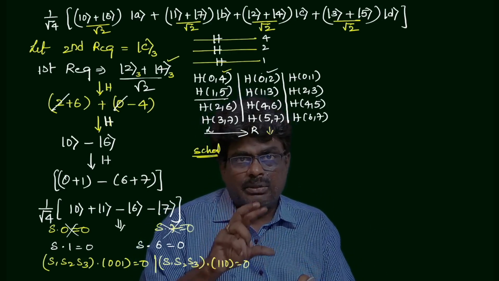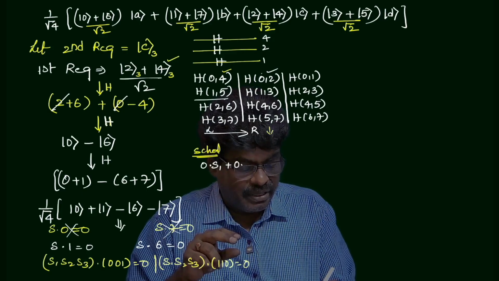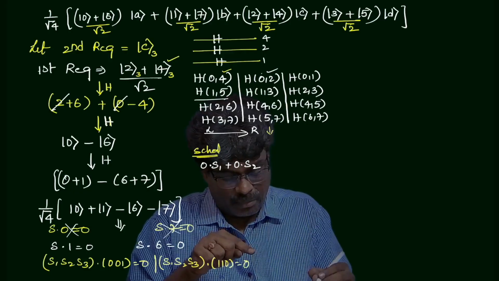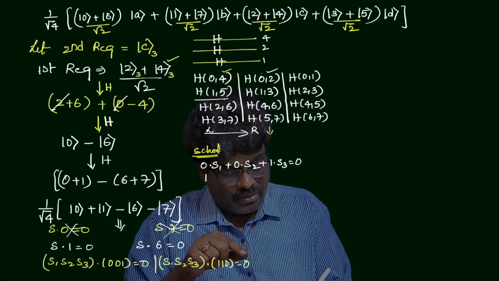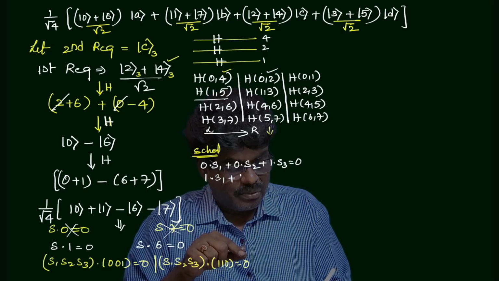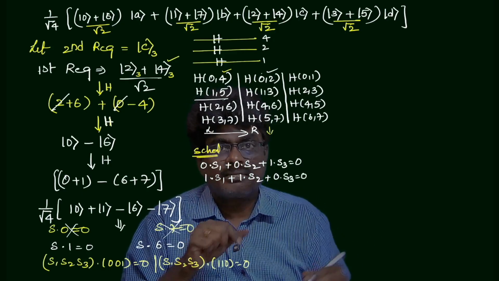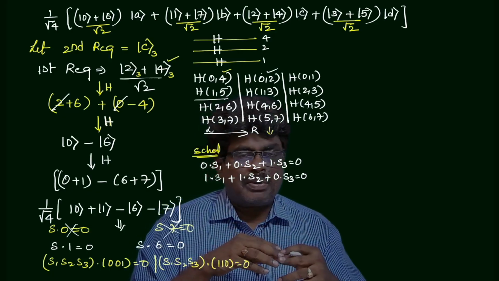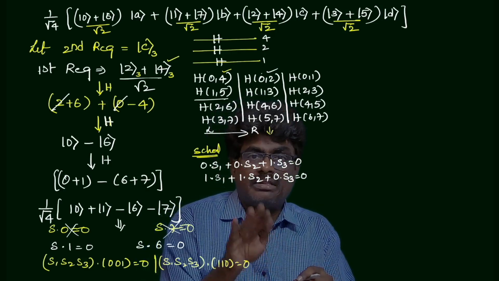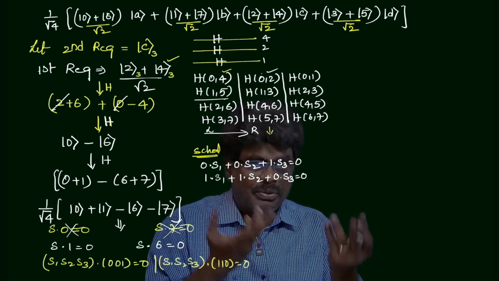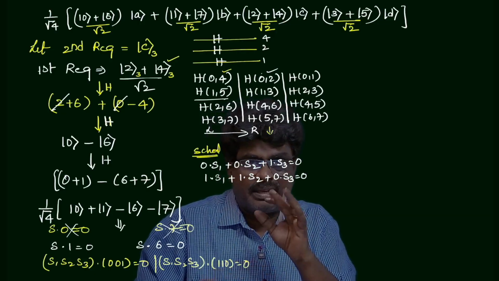Here we are getting two linear equations. Let me write that. 0 into S1 plus 0 into S2, just I am applying that binary dot product, plus 1 into S3 equal to 0. And the next one, 1 into S1 plus 1 into S2 plus 0 into S3 equal to 0. Now whenever you have two independent linear equations and three variables, we can apply this method. But this method is applicable for three variables. If four variables are there, then we can go with the matrix method. Here also you can go with the matrix method. I will explain that also.